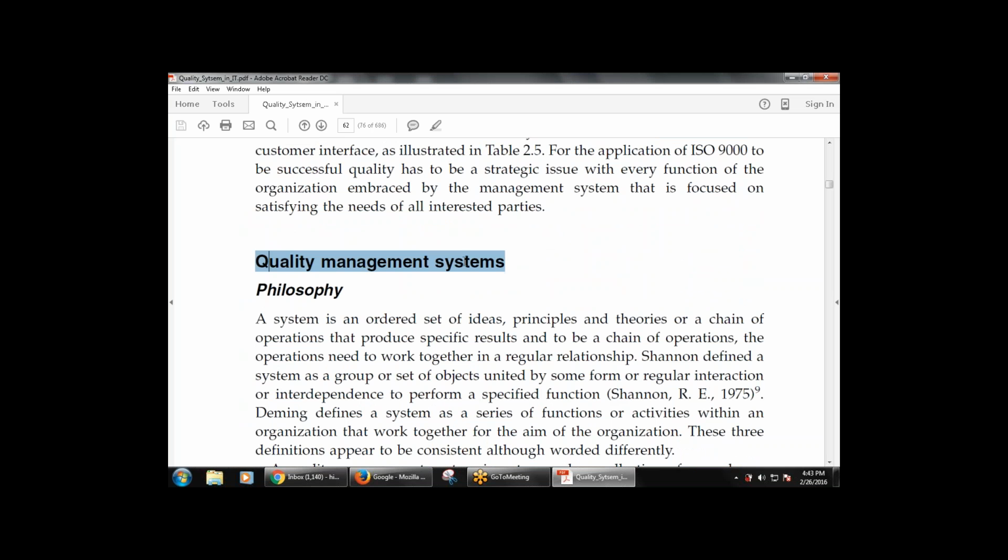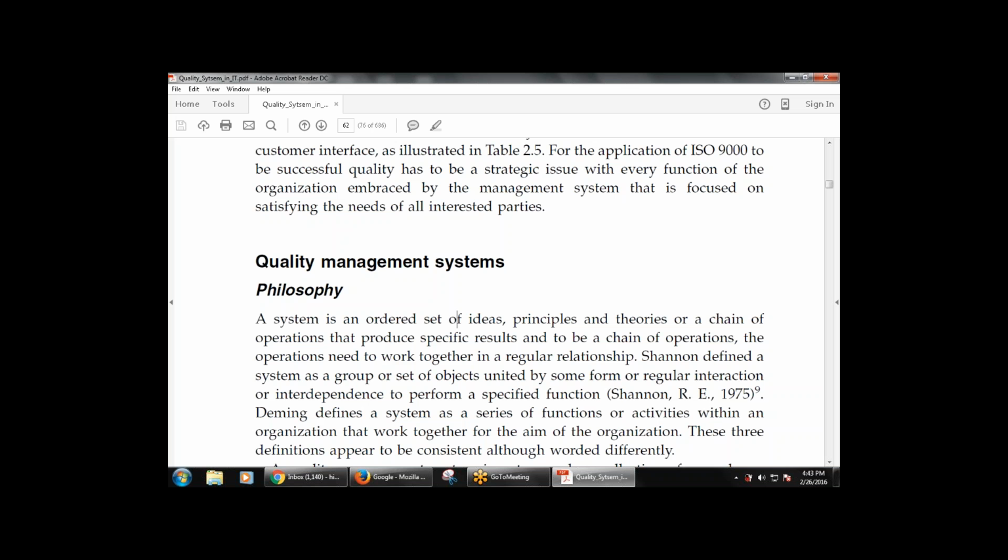Now, the next part is the quality management system. What are the various quality management systems that are today's topic? First is the philosophy. Philosophy means the history of the quality management system. A system is an ordered set of ideas, principles and theories, or a chain of operations that produce specific results.